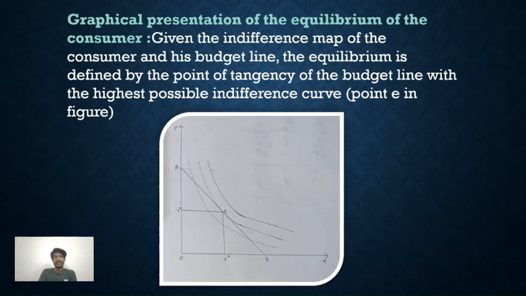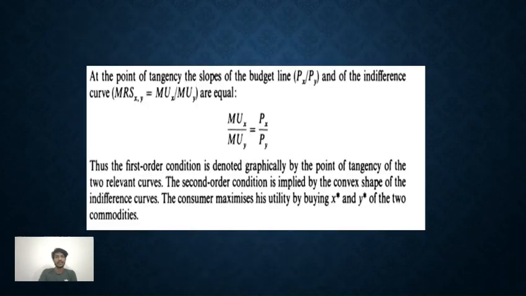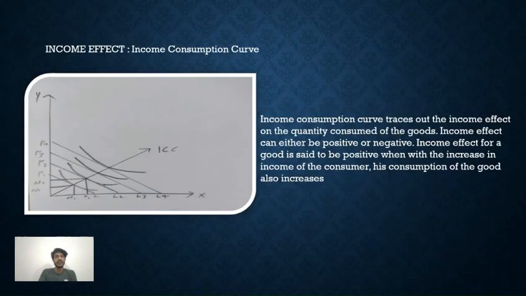Here is the graphical representation of the equilibrium of the consumer. Given the indifference map of the consumer and his budget line, the equilibrium is defined by the point of tangency of the budget line with the highest possible indifference curve, point E in the figure. Here is the graphical representation. Now its equation.